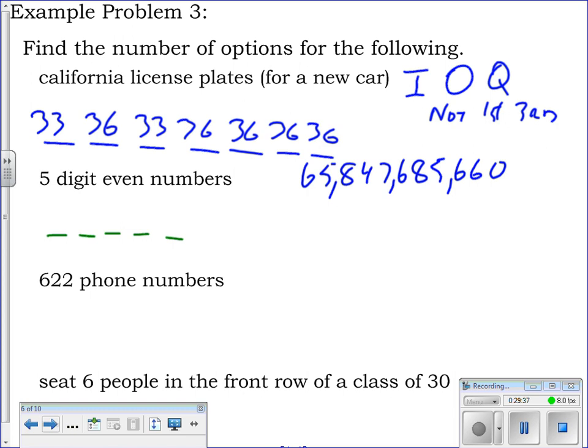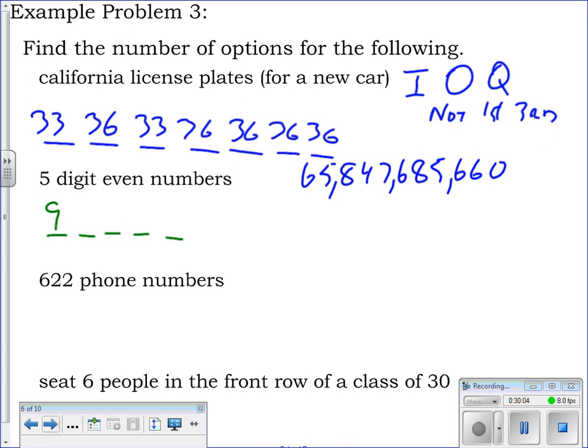How many do I have for the first one? Isn't it 9? It's 9. Why is it 9? Because it doesn't have to be an odd number at the beginning. Right, but that doesn't tell me why it needs to be 9. There's a reason it's 9 and not 10. Because it can't be 0. 1, 2, 3, 4, 5, 6, 7, 8, 9.